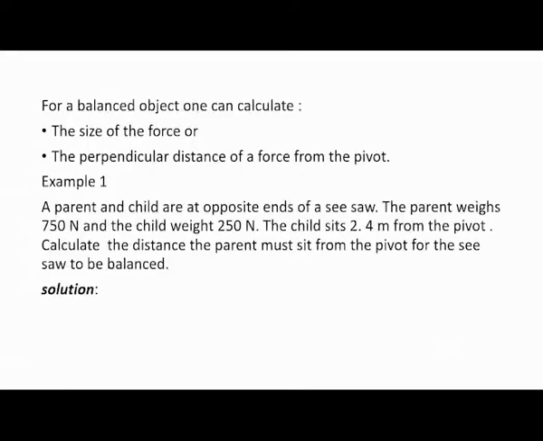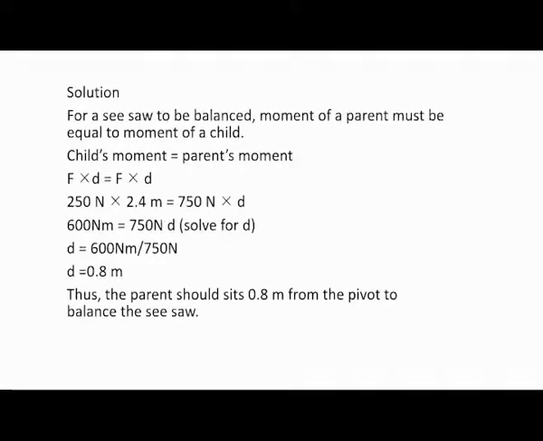For example, we have example 1, a parent and a child on opposite sides of a seesaw. The parent weighs 750 Newton and the child weighs 250 Newton. The child is seated 2.4 meters from the pivot. Now we are supposed to calculate the distance that the parent should sit from the pivot to balance the seesaw. To solve this problem, we have to use the principle of moment, which says the moment of the child should be equal to the moment of the parent.